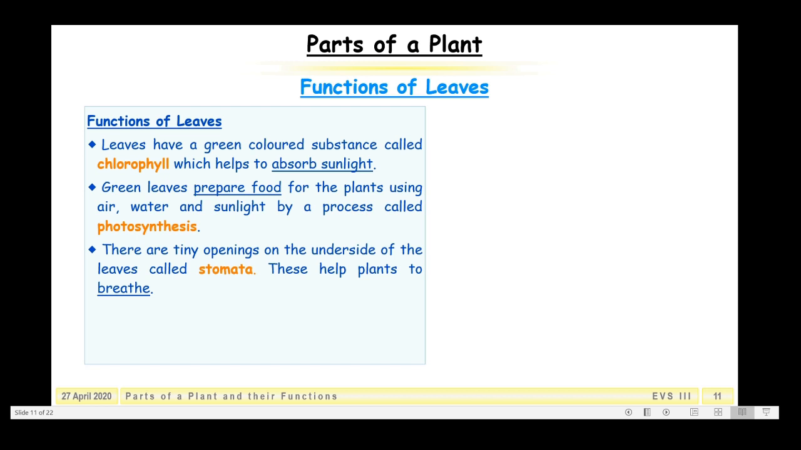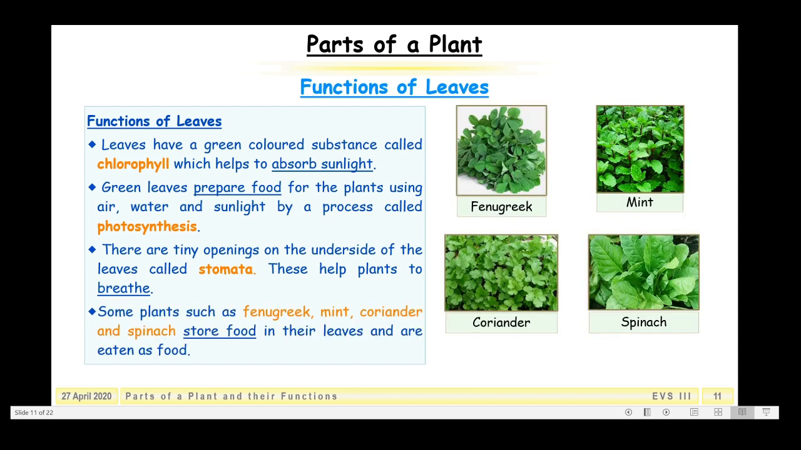Then there are tiny openings on the underside of the leaves called stomata. These help plants to breathe. As I told you, stomata help in the exchange of gases. Now, children, do you know we eat leaves of certain plants? So let us see what those plants are. Some plants such as fenugreek. You understand what fenugreek is? Fenugreek is methi. Mint, coriander and spinach store food in their leaves and are eaten as food. So you must have seen these leaves in your kitchen.